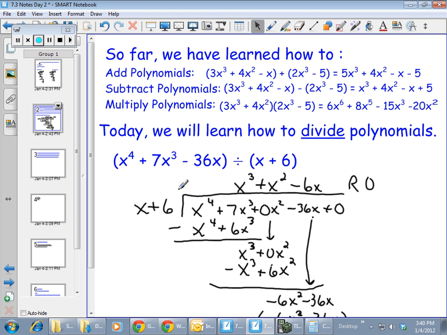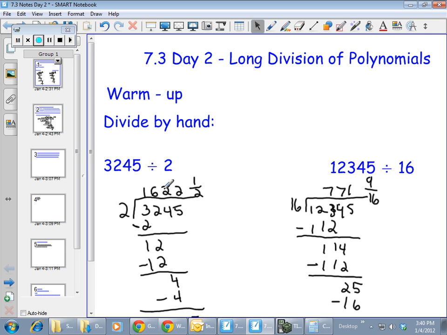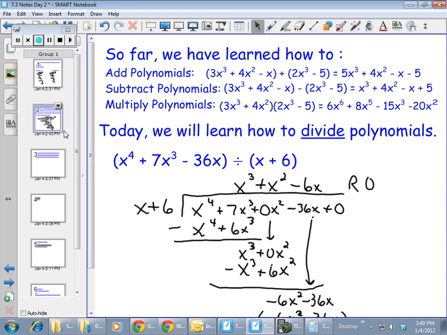And so, much like we did on the first problem, if I took 1,622.5 times 2, I would get this number. I would get 3,245. So if I take x to the 3rd plus x squared minus 6x and multiply it by x plus 6, I will get this polynomial. You know, division is just the opposite of multiplication. Cool. Alright, let's do a couple more.